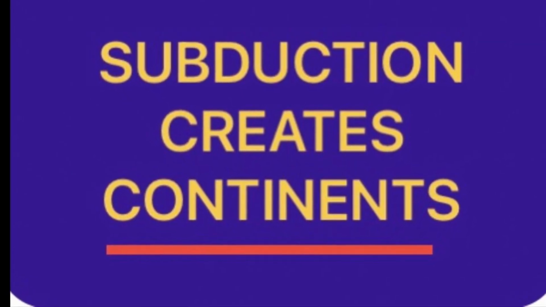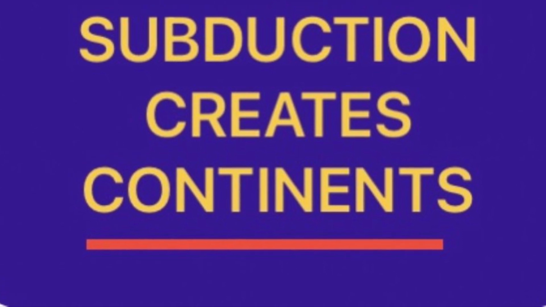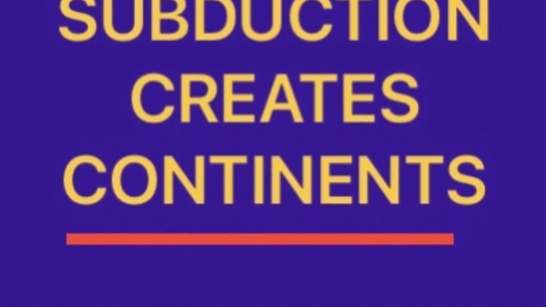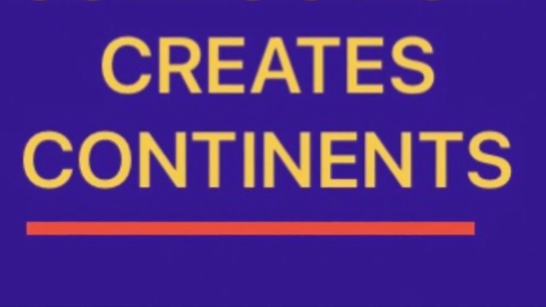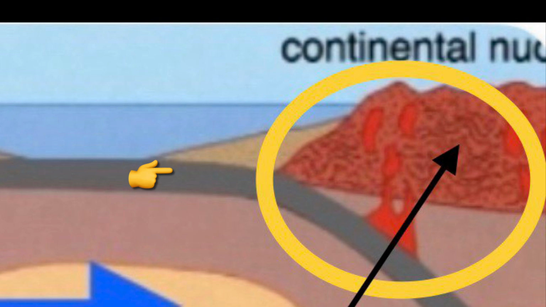Big thing to remember here is that subduction creates and enlarges continents. Let's look at how that happens. In this picture, the little yellow hand with the finger is pointing to a hunk of ocean crust. It's gray in the picture, that's subducting, going underneath some land crust of a continent, which is on the right. Why does the ocean crust always go under the land crust? Because the ocean crust is heavy and the land crust is light and buoyant.